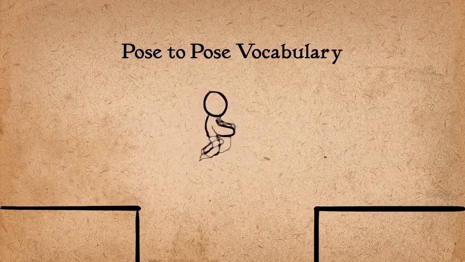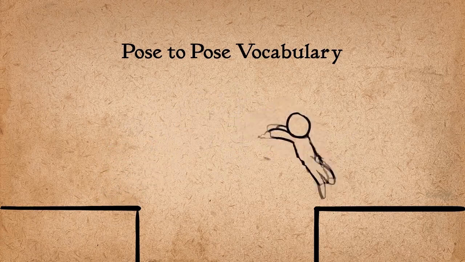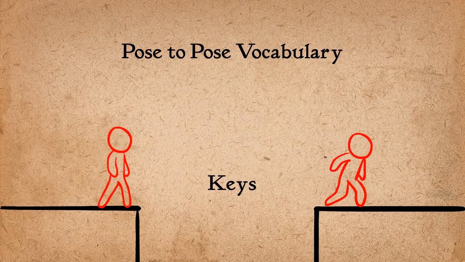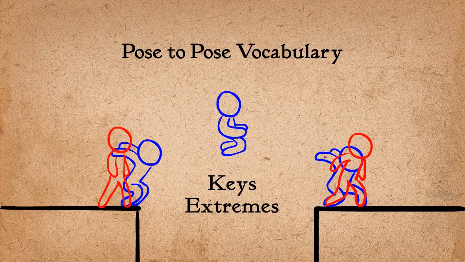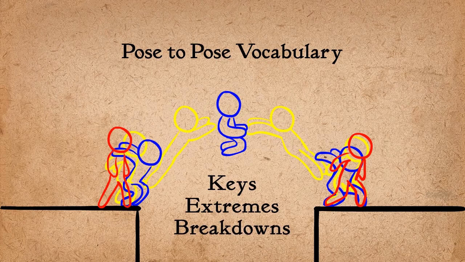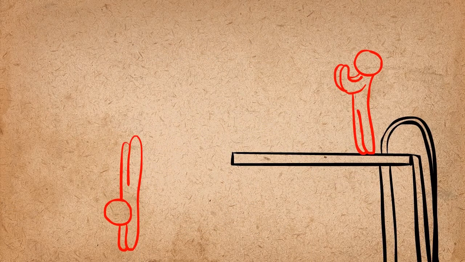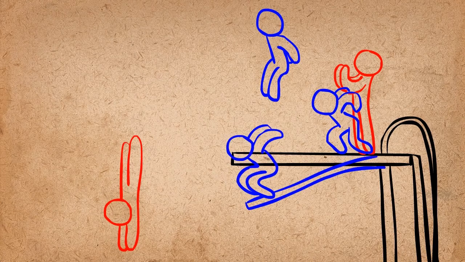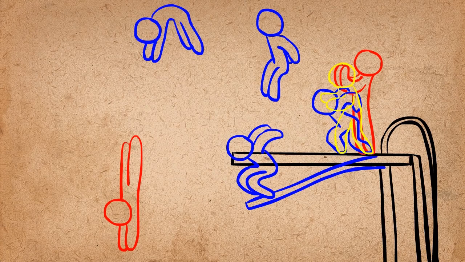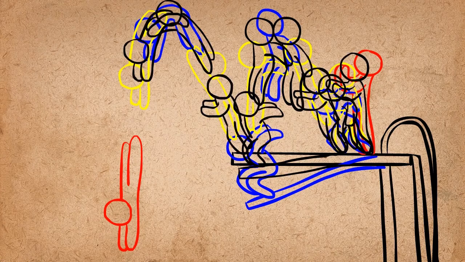When you work pose to pose, there's some vocabulary that goes into it. There are main poses called keys, secondary poses called extremes, and further broken down poses called breakdowns. Make the keys first, perfect them, then decide the farthest the character will go in each direction using extremes, and then decide how you want the extremes to connect using breakdown poses. At this point, you can start in-betweening.